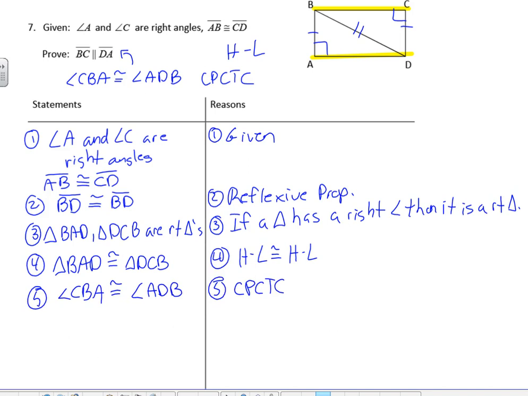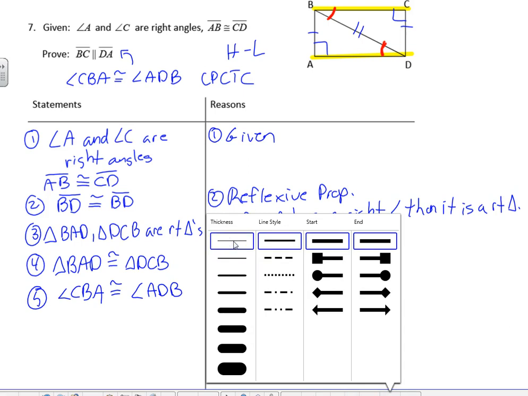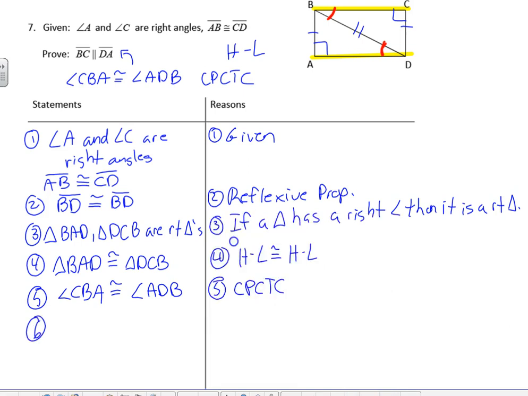Just one thing to note about that, for those angles here and here, that arc has to touch the parallel side and the transversal, okay? So that's one of the keys. That's one of those areas where a lot of people make mistakes in identifying that angle correctly. All right, now that those angles are congruent, we can say that BC is parallel to DA.